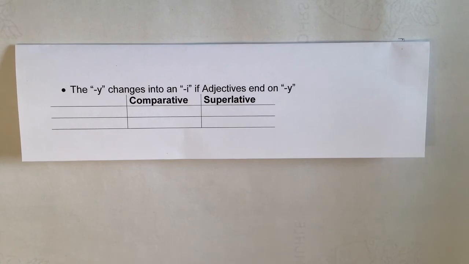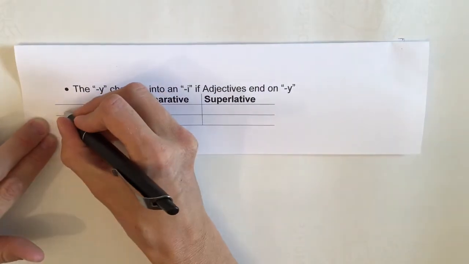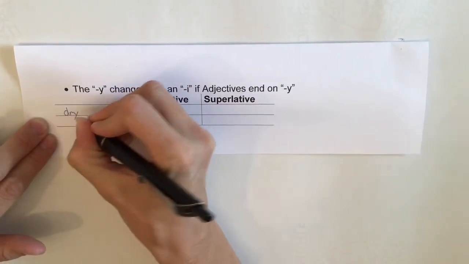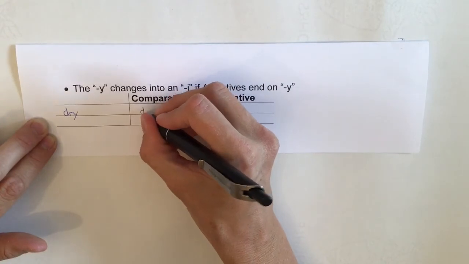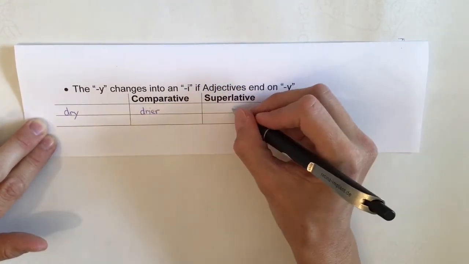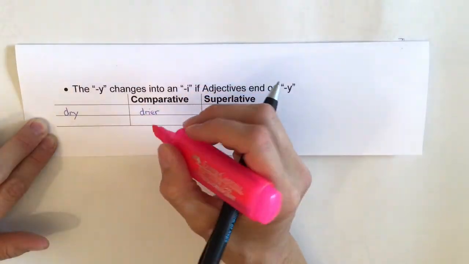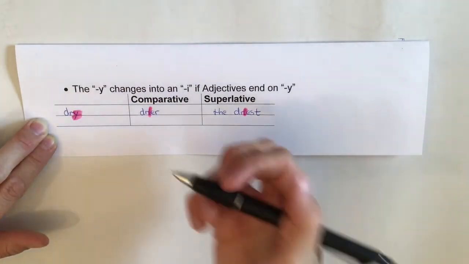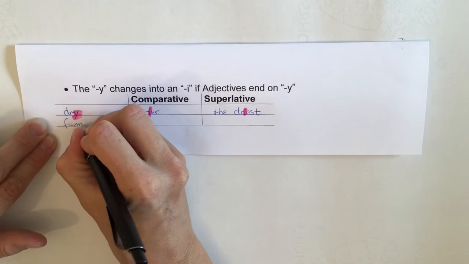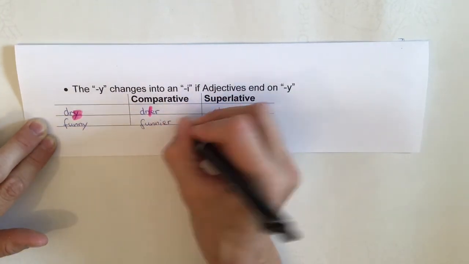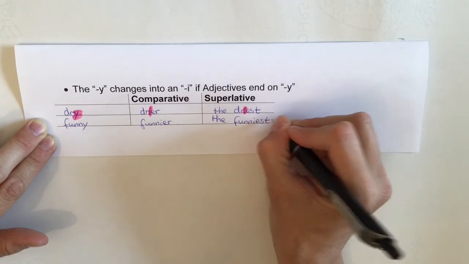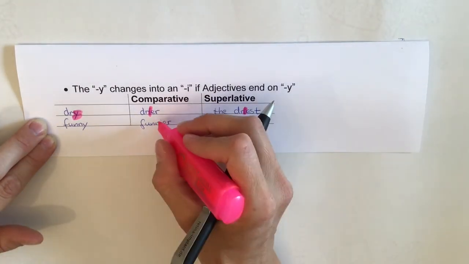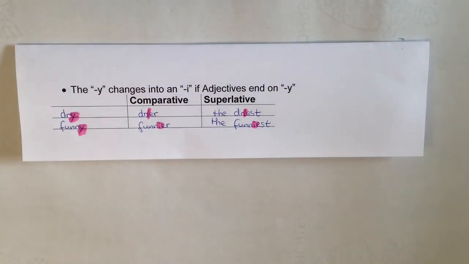Another thing that you have to remember is that a Y changes into an I if the adjective ends on a Y. For example, if you have the adjective dry, it changes into an I. And here we had the Y. Or funny, funny, funnier, the funniest.